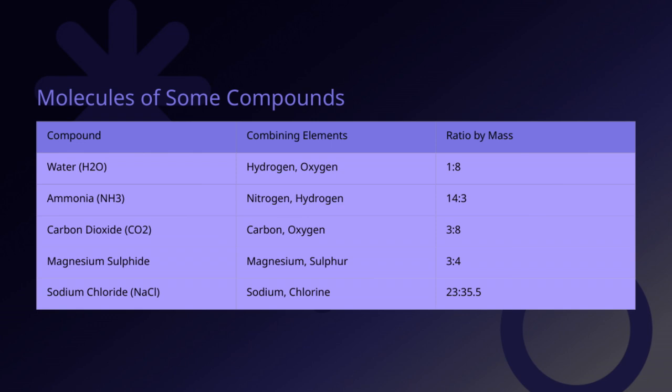Finally, sodium chloride, or common table salt, is made up of sodium and chlorine. Its ratio is approximately 23 to 35.5 by mass, reflecting the typical proportions found in salt crystals. Overall, understanding these ratios helps us grasp how elements combine to form different compounds, which is fundamental in chemistry. It shows that the properties of a compound depend heavily on the specific elements involved and their ratios.